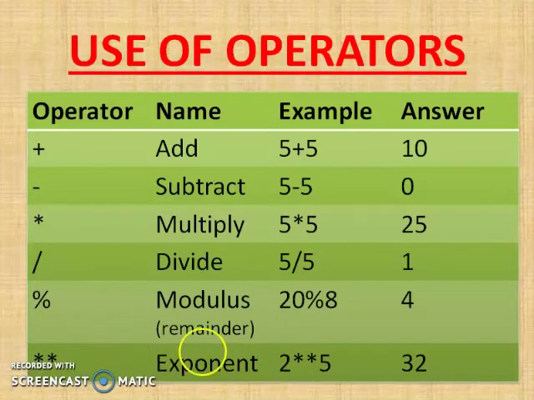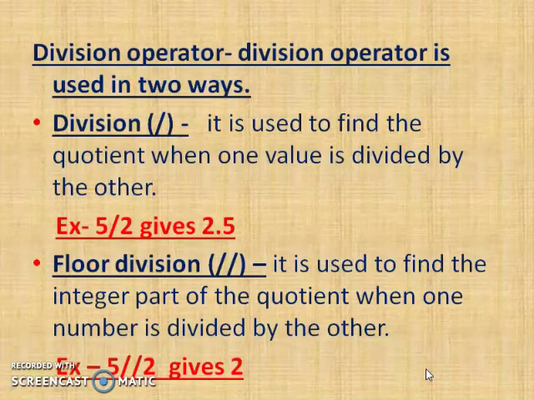Suppose if we want to do 2 to the power 5, then we can write it like this and it will give us the answer 32. Now, division operator. Division operator is used in two ways. As you know, we are using the forward slash as a division operator. It is used to find the quotient when one value is divided by the other. So simply it will give the result in the float form, or if it is coming in decimal then it will give in decimal form.